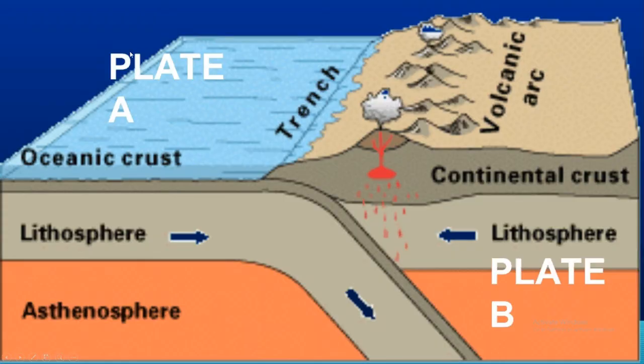And then we have a lot of volcanoes associated with subduction zones, and we'll get into some images of that now. So here we have plate A being subducted beneath plate B. So plate B is the continental crust and the continental lithosphere. So this stuff is less dense than the oceanic crust and the oceanic plates. So it floats over it, and when they collide, the oceanic plate, the heavier one, the denser one, gets pushed underneath.